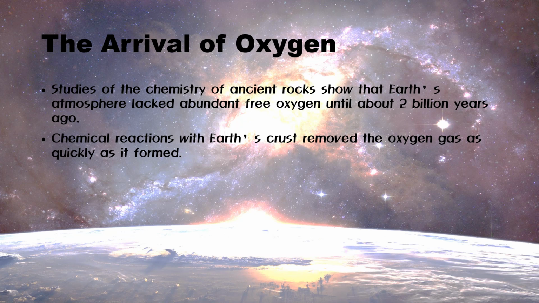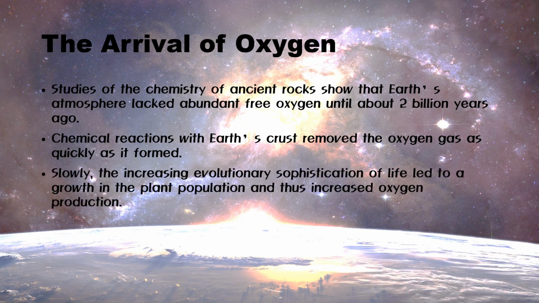Chemical reactions with the Earth's crust remove the oxygen gas as quickly as it forms, because remember, there is oxygen present within the Earth's crust, but a lot of those oxygens chemically were removed. Slowly, the increasing evolutionary sophistication of life led to growth in plant production, and thus increased oxygen production. As photosynthesis gives off free oxygen as a byproduct, there's now a greater composition of oxygen.